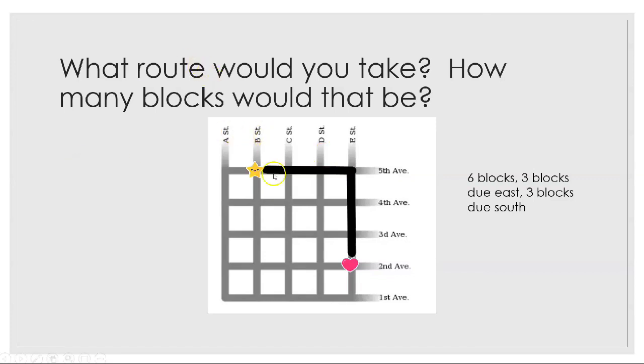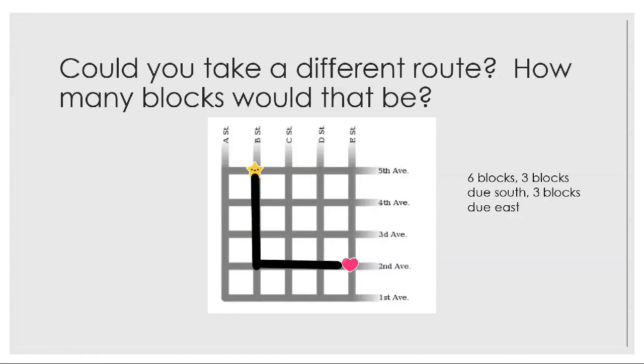So one example is that you could go east 3 blocks and south 3 blocks for a total of 6 blocks. Could you take a different route? How many blocks would that be? So another route is that you could go south first and then go east, and it's still a total of 6 blocks.